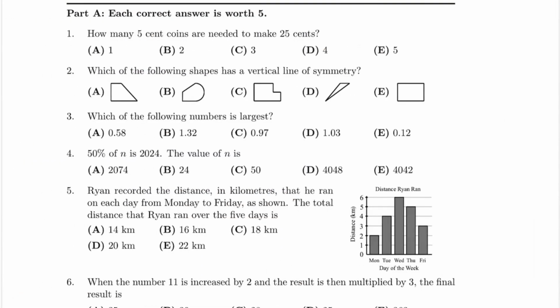Okay, so for the first question, how many 5-cent coins are needed to make 25 cents? For this one, we use 25 divided by 5, which gives us 5. So the answer is E. We need 5 cent coins.